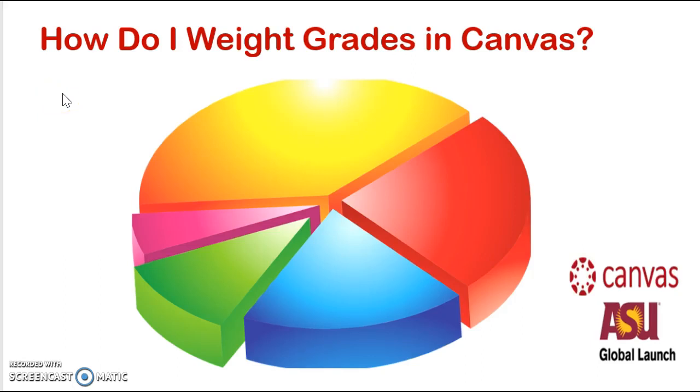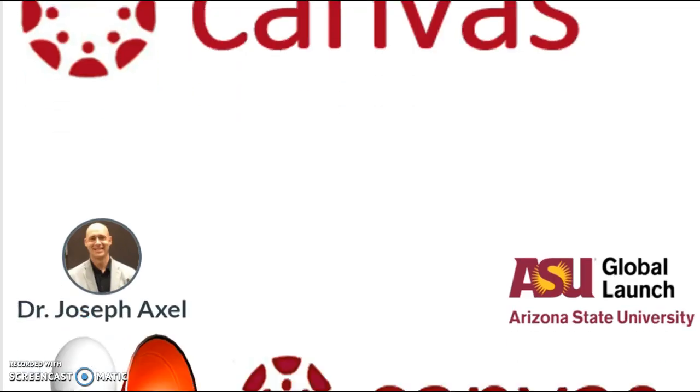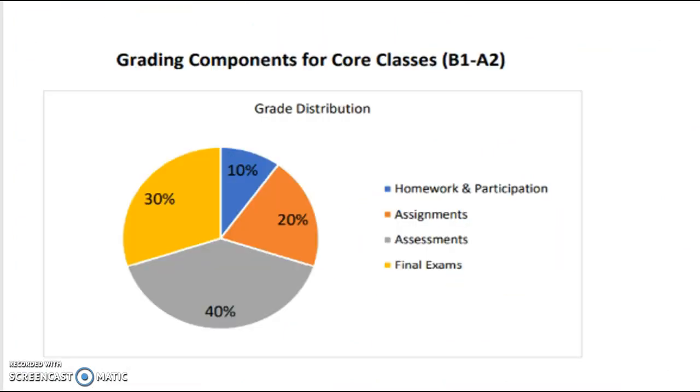Here's a question that a lot of us teachers have at the beginning and towards the end of the session, which is how do I weight my grades in Canvas? So this is going to be a Canvas quick tip, specifically for weighting grades. So let's look at our specific grade distribution for the core classes.